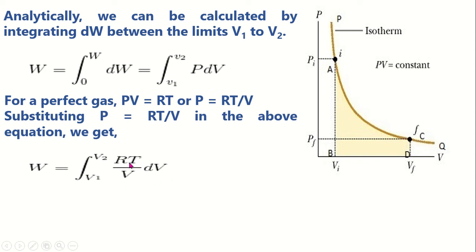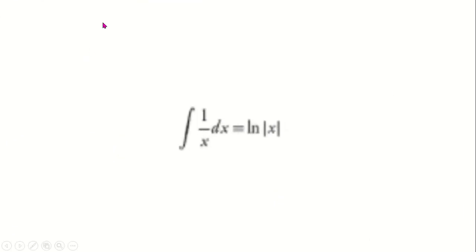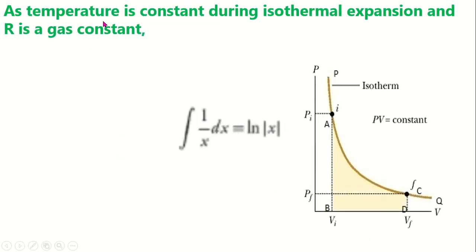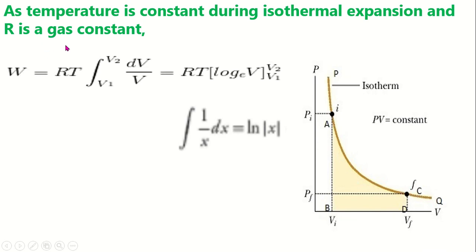Dear students, here R is the molar gas constant and T is the temperature. You know, in an isothermal process temperature remains constant. So these two terms are constant, so we can take them outside of the integration. As temperature is constant during isothermal expansion and R is a gas constant, we can write W equals RT times the integration from V1 to V2 of dV by V.